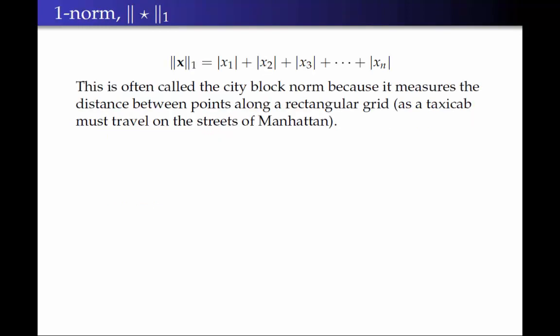We'll start with the 1 norm, that taxicab metric. It's called the city block norm, or the Manhattan distance, because it measures the distance between points along a rectangular grid. It's defined as the sum of the absolute values of the individual elements in x.